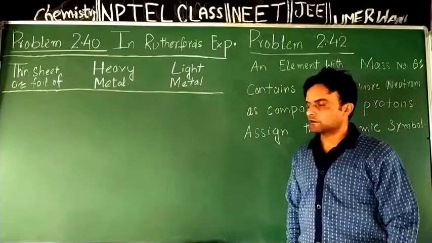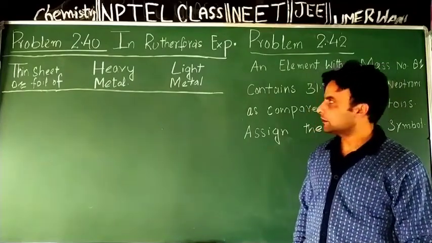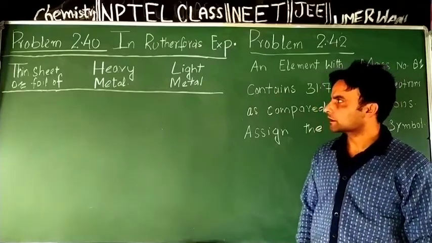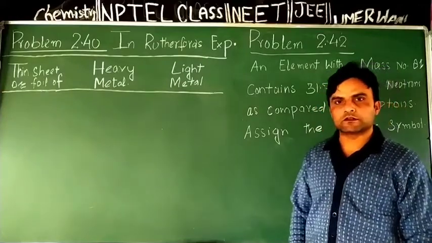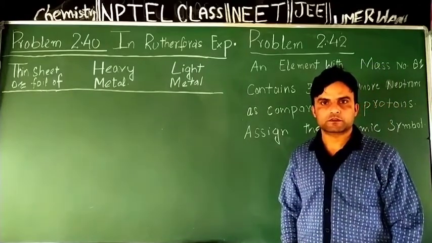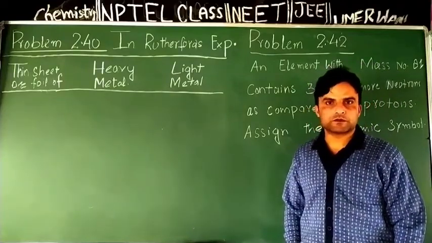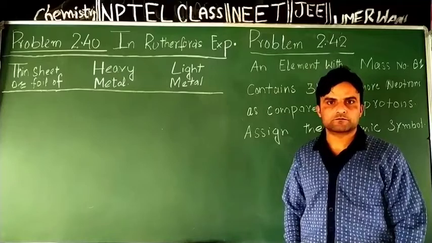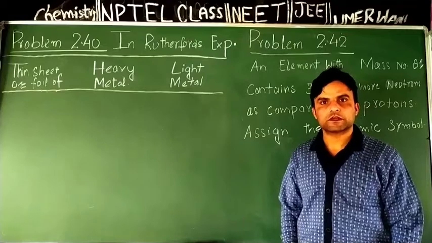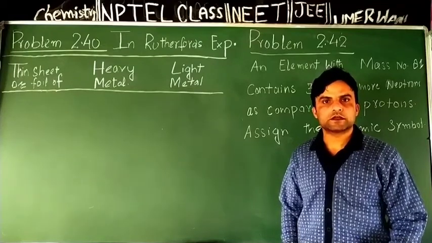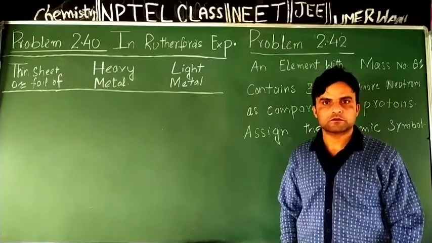Now the question says, if we will replace thin sheet or foil of heavy metal with light metal like aluminum, what will be the observations? What will be the contrast? We have to write the contrast that we will observe in the experiment.